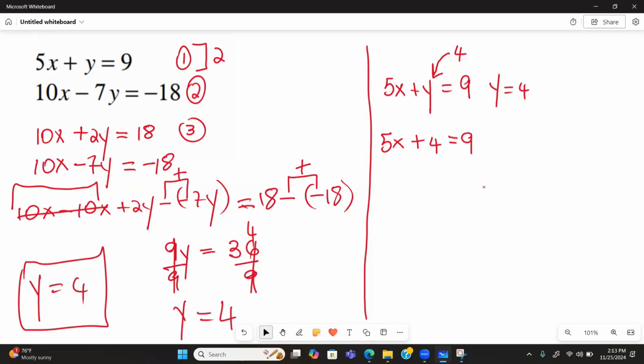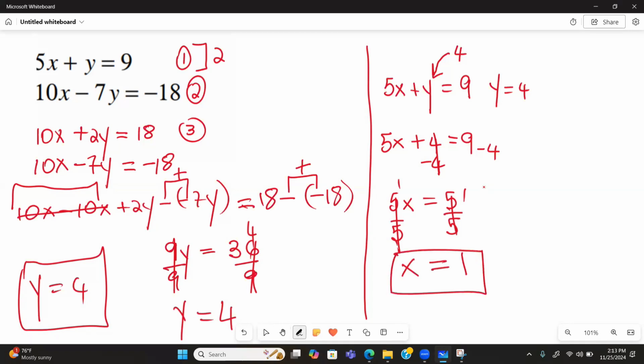So right there, you're seeing 5x plus 4 is equal to 9. Now let's subtract 4 from both sides. So 5x, this becomes 0, is equal to 5. 9 minus 4, that's 5. Let's divide both sides by 5. So we're getting that 1x, which is x, is equal to 1. So the conclusion is this: x is equal to 1 and y is equal to 4.